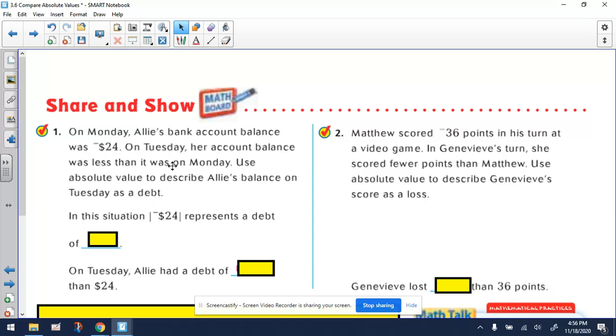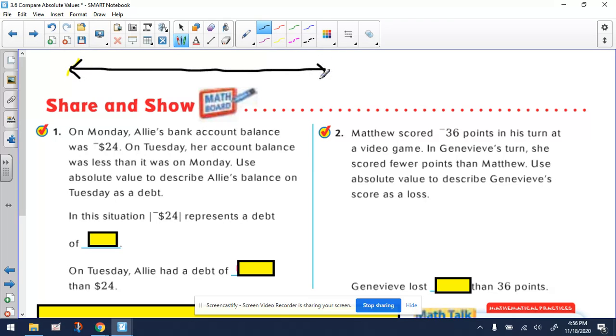Now, anytime you see one of these types of problems, I'm always going to recommend that you make a quick number line. So if we just make a quick number line, doesn't have to be anything fancy, just put it above the word problem. And the number they're talking about here is a negative $24. So let's just plot that on the number line.